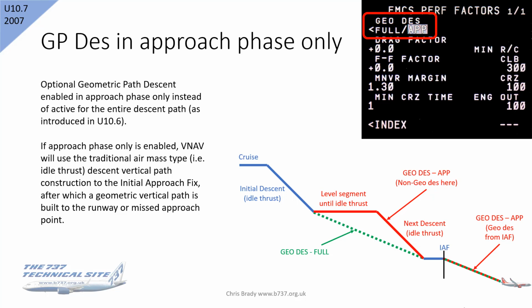Okay, geometric path descent in approach phase only. I mentioned this with 10.6, and you recall I said that the geometric path descent for the entire descent was made mandatory in 10.6. They changed their mind and gave us the option in 10.7 to just switch it to either full, which is the whole descent, or approach phase only, and that is changeable here on the FMCS perf factors. So it basically gave a little bit more control and flexibility to the airline.